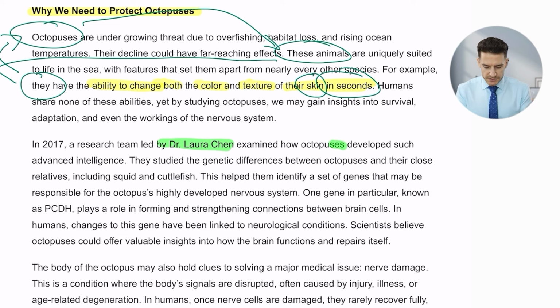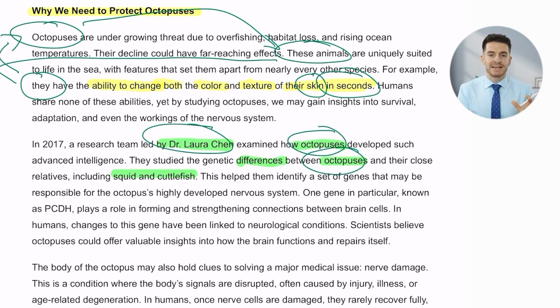Examined how octopuses, okay, that's another one of our keywords, developed such advanced intelligence. So that's saying why they were doing the study. They studied the differences between octopuses, there's that keyword again, and their close relatives, including squid and cuttlefish. This helped them identify a set of genes, one gene, blah, blah, blah. Okay, so if you remember, the question said that the octopuses were from deep sea environments. Well, we've got octopuses here. We've got Dr. Chen, it's talking about the study, but it doesn't say where the octopuses came from.